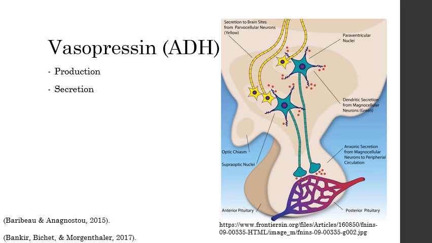Several stimuli cause vasopressin secretion, with the main trigger being dehydration. Dehydration causes plasma osmolality to increase, which signals vasopressin release. Other triggers include stressful situations, decrease in the volume of circulating blood, hypotension, and angiotensin II.